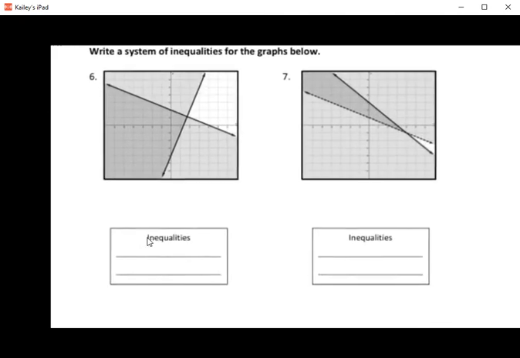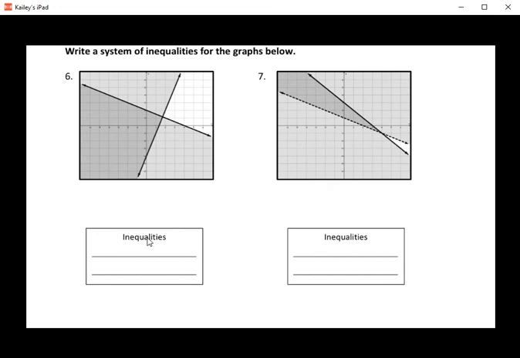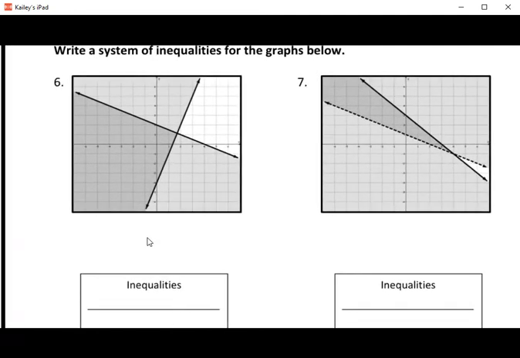The last two examples are kind of us working backwards. So we're given the graphs of the systems, and now we have to write the inequalities that fit those. So I am going to have us do number 6 and start with this line first. So this one that was shaded over here.